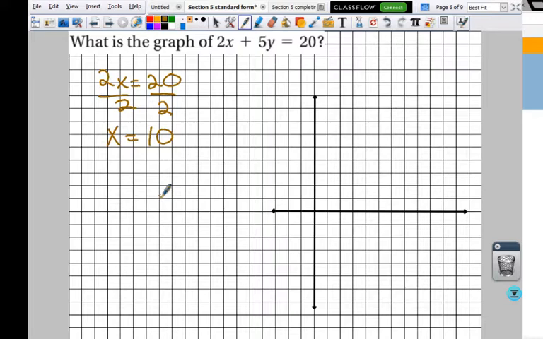We're going to divide by 2, right? Divide by 2 and get x equals 10. Alright, that's my x-intercept because it's x equals, right? I got my x-axis over here. I'm going to go to 10 on this x-axis and I'm going to put a dot. 1, 2, 3, 4, 5, 6, 7, 8, 9, 10. I'm going to put a dot right there.